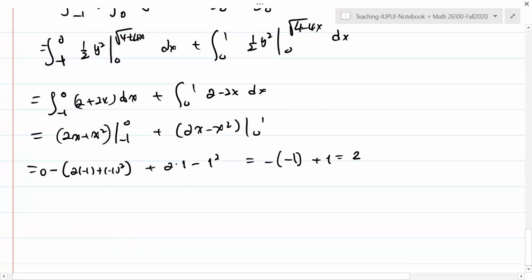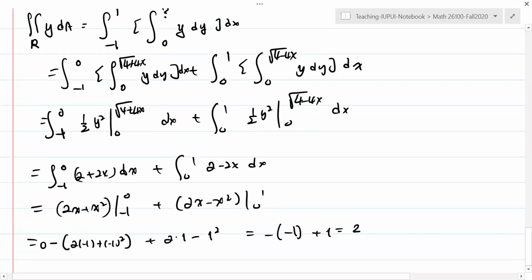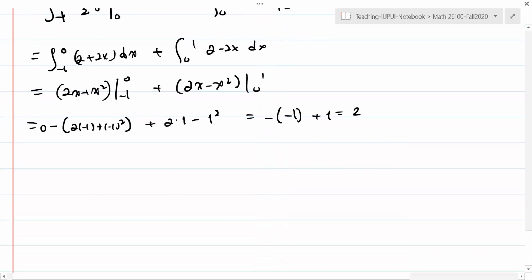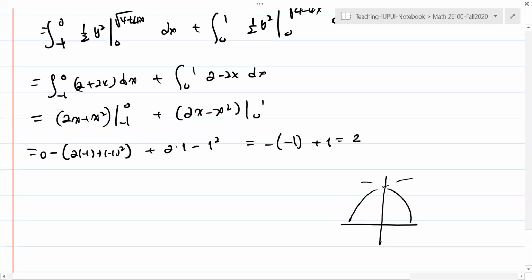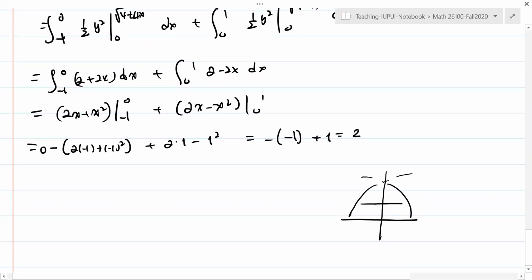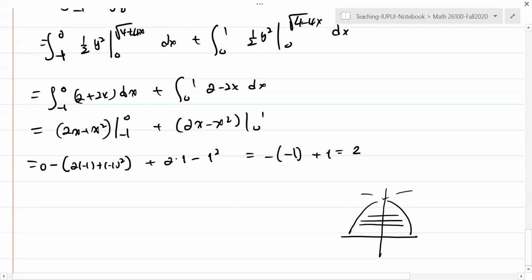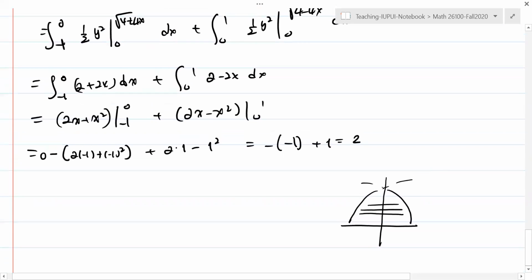Now, this is a little bit complicated, right? When you have to break the integral into two parts. Now, what happens if you use horizontal line segments to set up an iterative integral? That's probably much easier. So let's go back to the region.